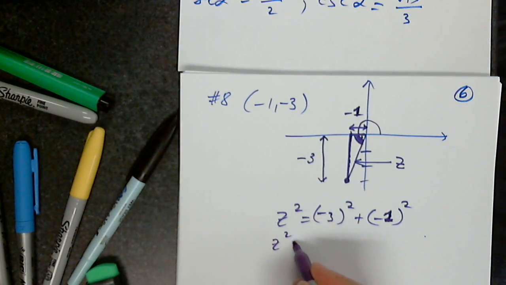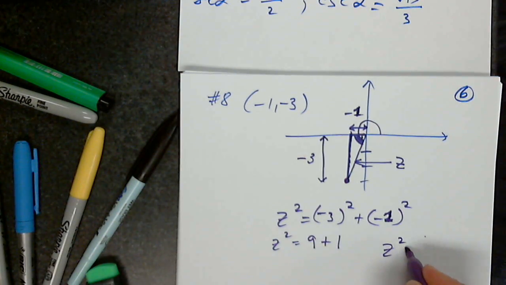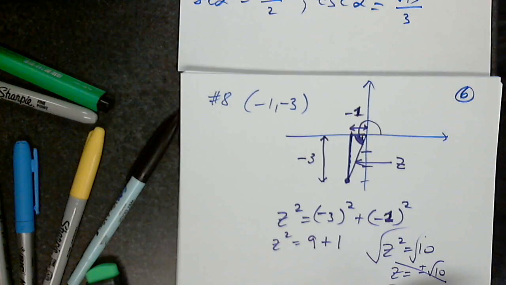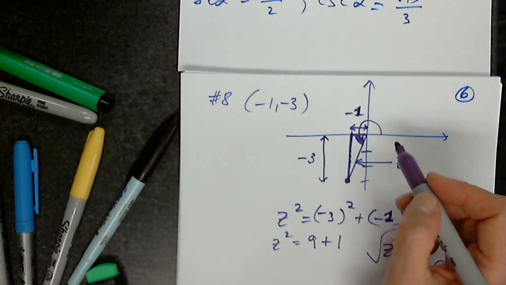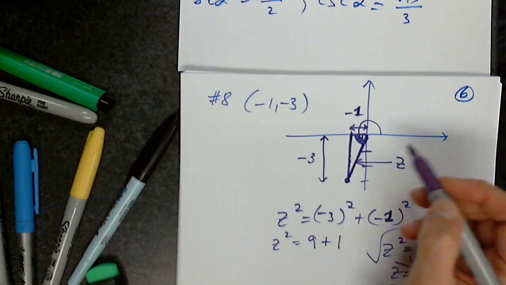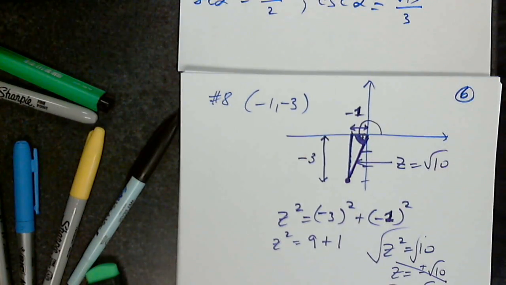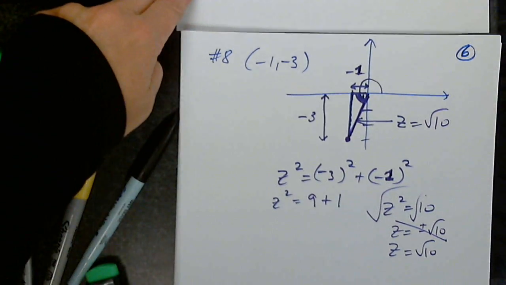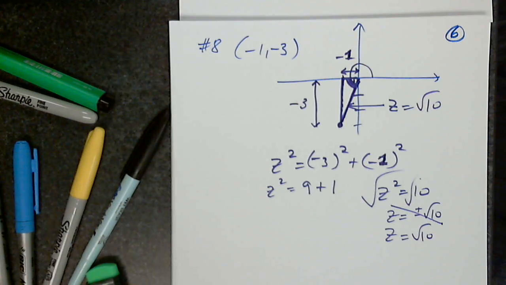So z squared equals 9 plus 1. So then z squared equals 10. I take the square root. Z equals plus or minus. I'll say no way. Z equals the square root of 10. So then this piece is the square root of 10. Now I have to be careful because in the third quadrant, sine and cosine will be negative.